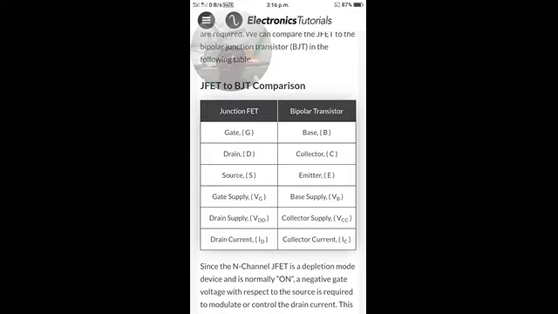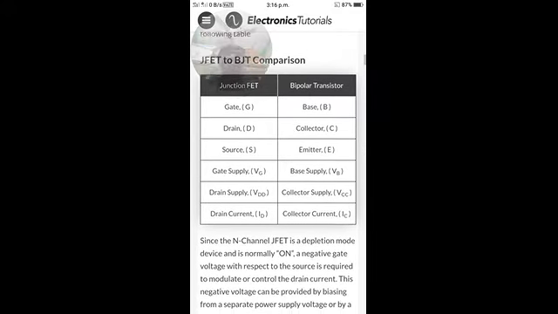When comparing the JFET with the bipolar transistor, the gate is similar to the base, the drain is similar to the collector, and the source is similar to the emitter. Gate supply is similar to the base voltage VB, drain supply VDD is similar to the collector supply VCC, and drain current is similar to the collector current IC.